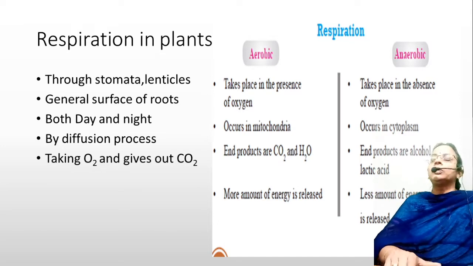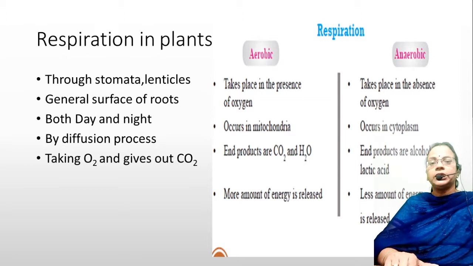So then how are the plants respiring? Almost all the surface of the plants is exposed to the atmosphere. In the leaves there are minute pores called stomata. Through the stomata, the minute openings, the oxygen-rich air will enter, and as a result of respiration the carbon dioxide will be released and go out through the stomata itself.